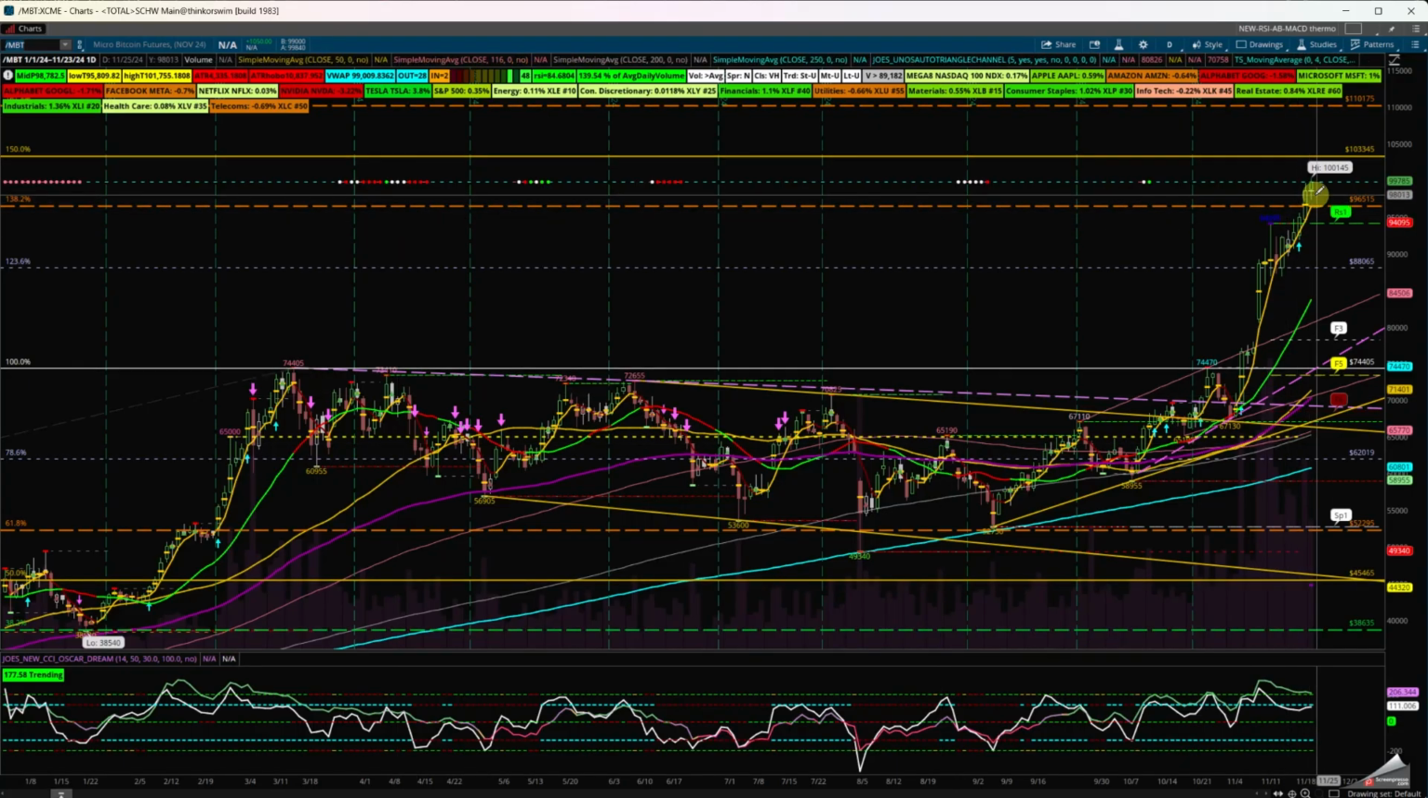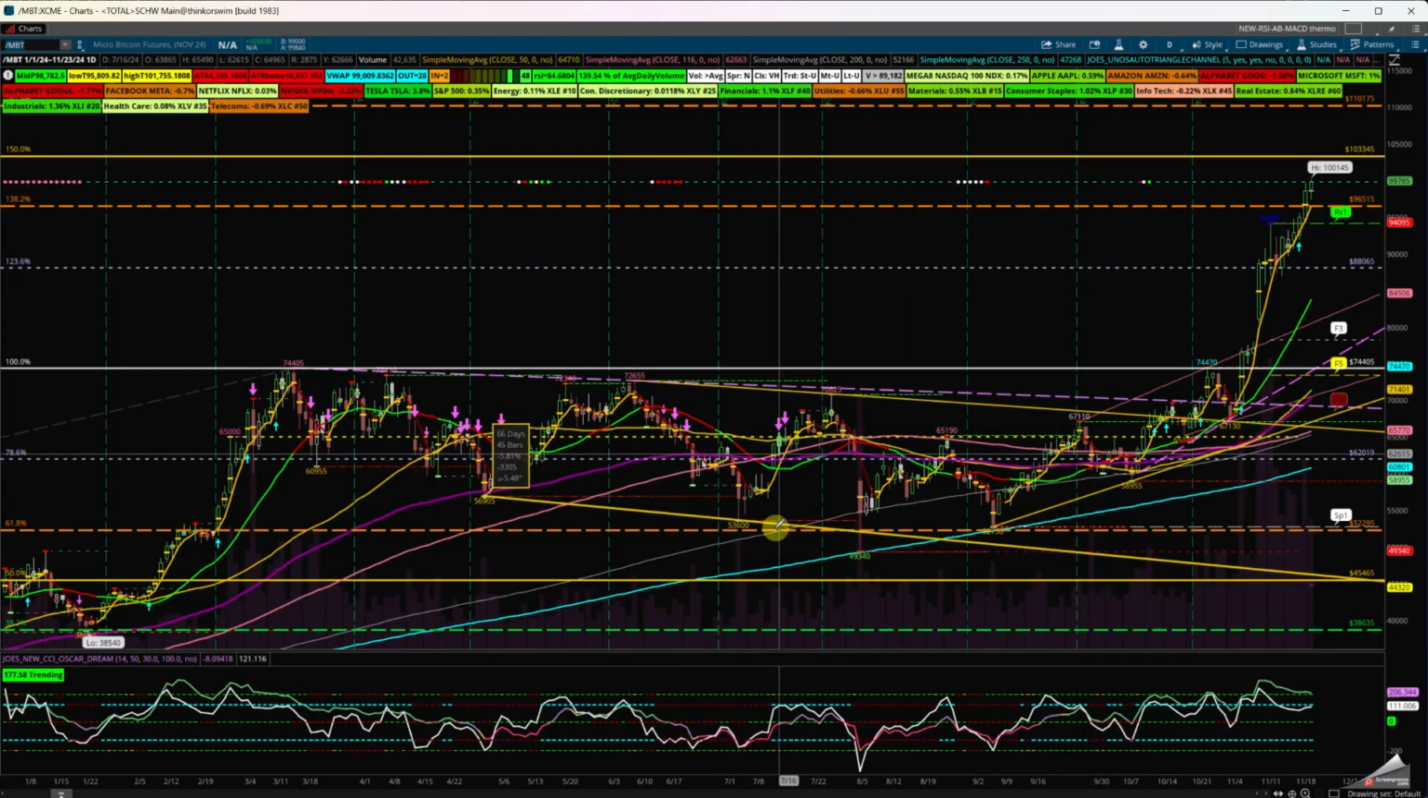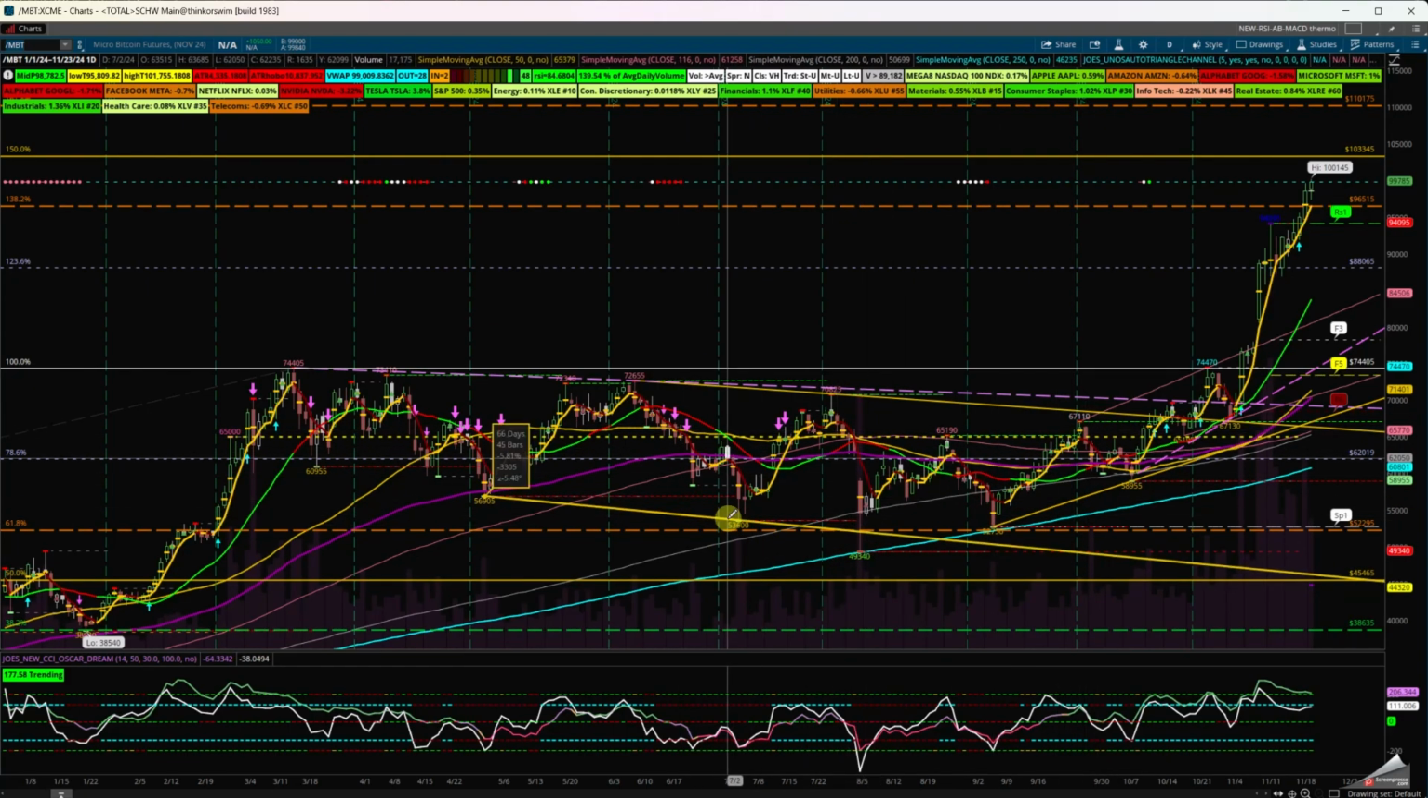We are a little bit extended on the upside. You can see the linear regression downtrend channel, when we created the head and shoulders up here. This is the shoulder, this is the head, this is the shoulder. And I said to everybody, if we break that uptrend channel, go for it.